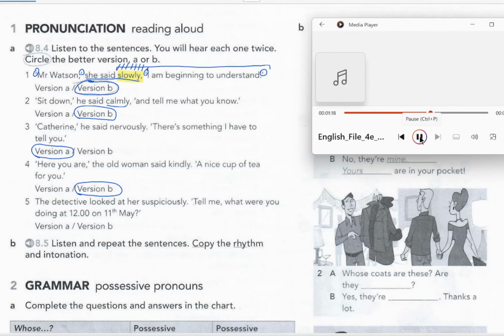4. Version A. Here you are, the old woman said kindly. A nice cup of tea for you.